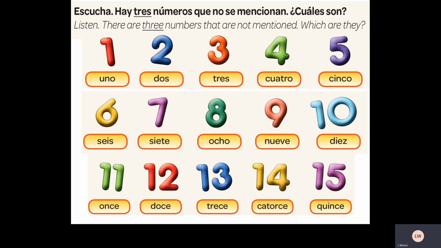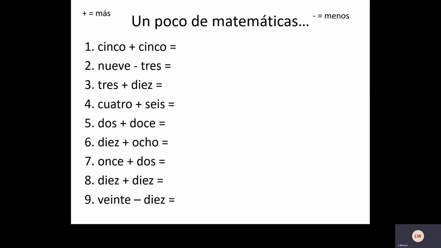Okay, which 3 numbers have you got? You should have cuatro, so you should have a number 4 written down, siete, and number 7 written down, and catorce, and number 14 written down. I'm not sure also if number 1 played on the first, on the second hearing. So if you've written down number 1 as well, that wouldn't be a mistake. Muy bien.